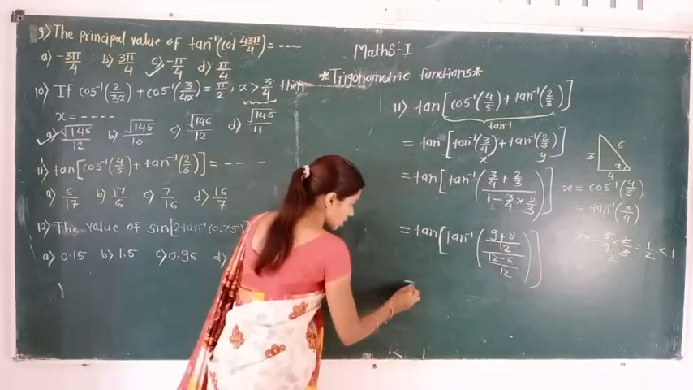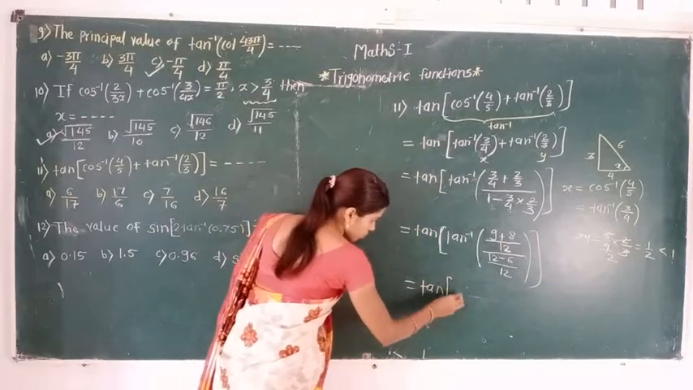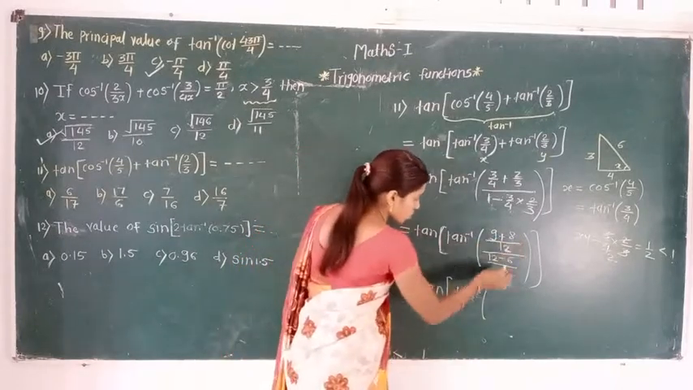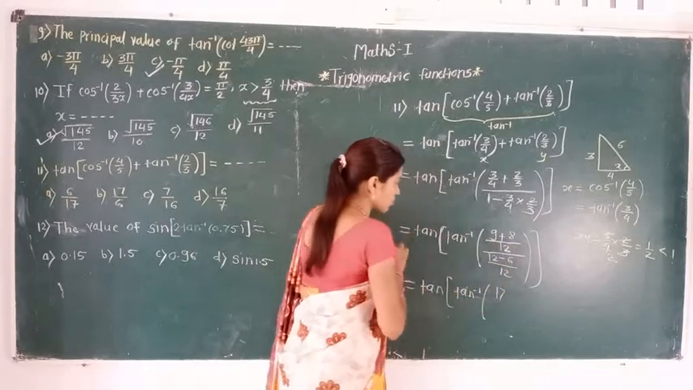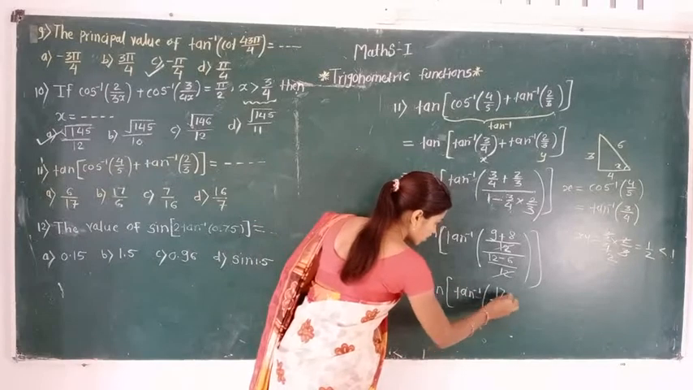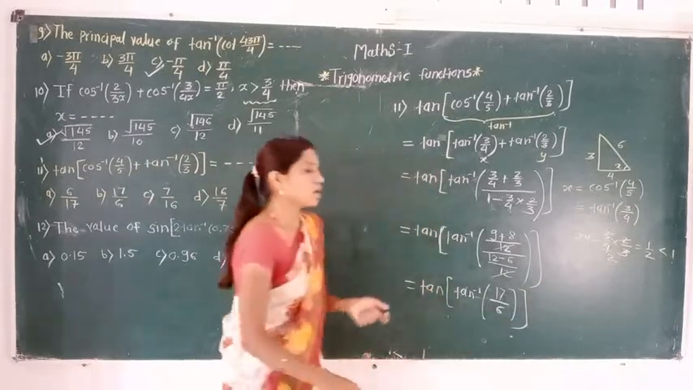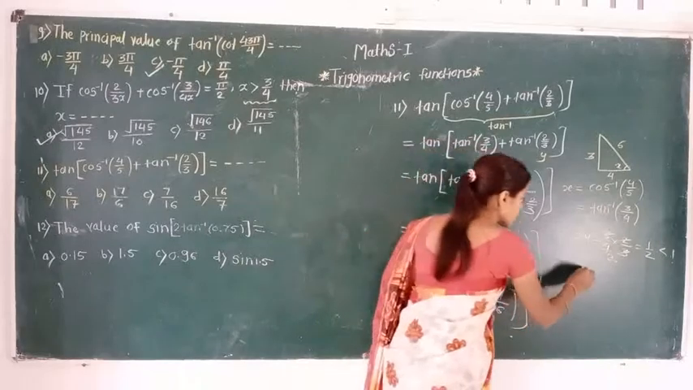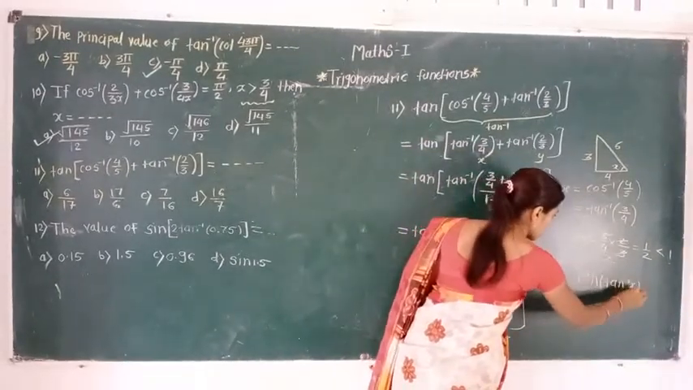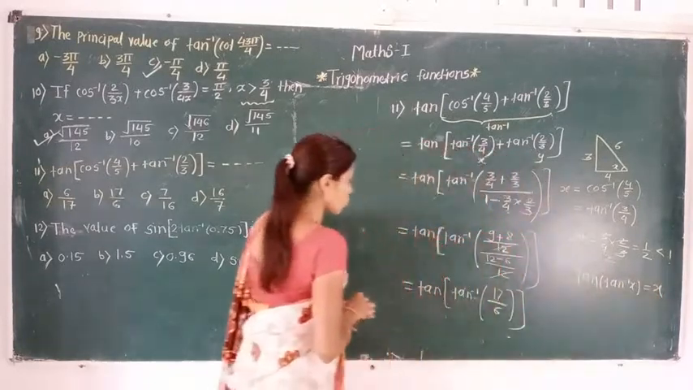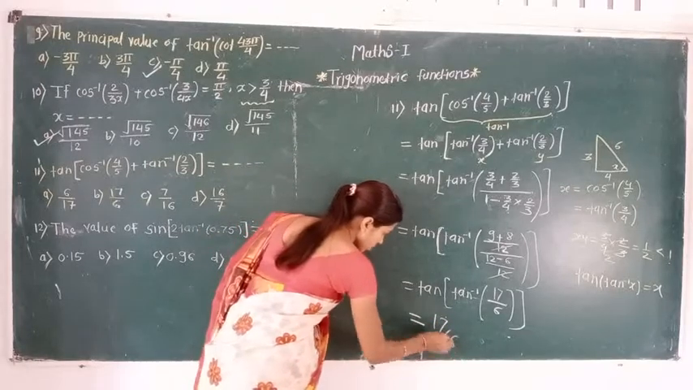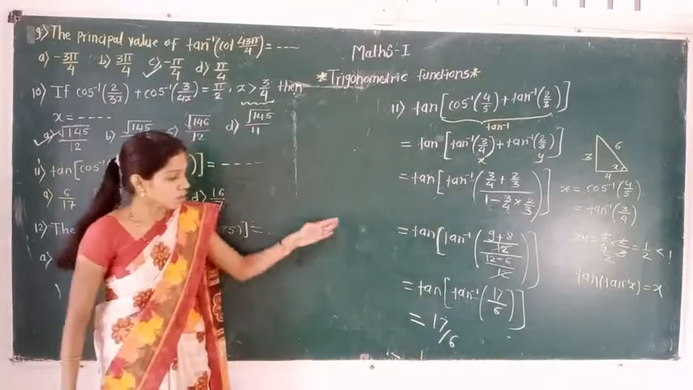Okay, so we can write tan of tan inverse in bracket, the sum of these two terms is 17, this 12 term gets cancelled, 17 upon 6. In that case use the property tan of tan inverse x, we can write x. So the value of this term is 17 by 6. Okay, so first of all write down this problem.